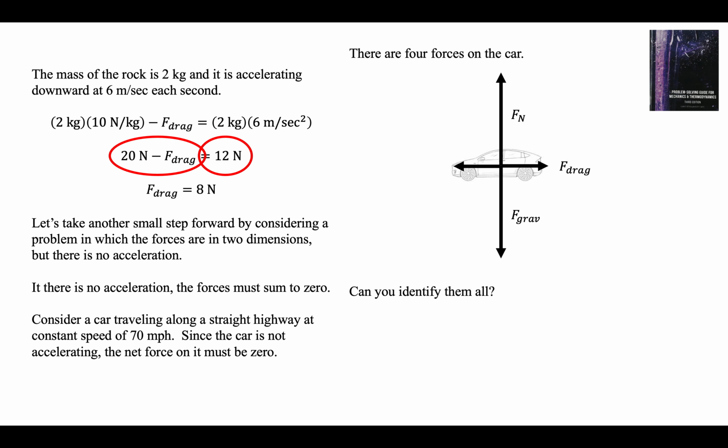Backwards, we have a drag force. The car is plowing through the air. There's a significant drag force on the car when it's going 70 miles an hour.